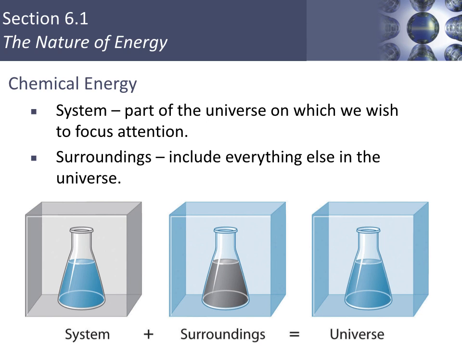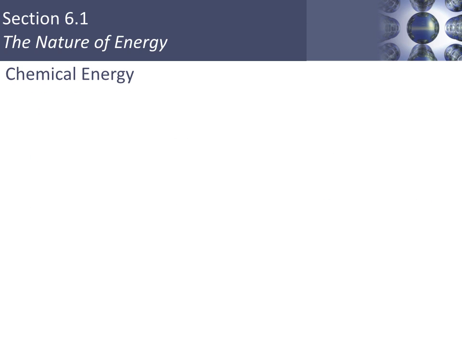If we were to refer to the system, that would be the area of the universe that we're focusing on, like the experiment. If we refer to the surroundings, that is everything that is outside of the system. And the system and the surroundings together make up the universe. There are different types of chemical reactions that you can have.